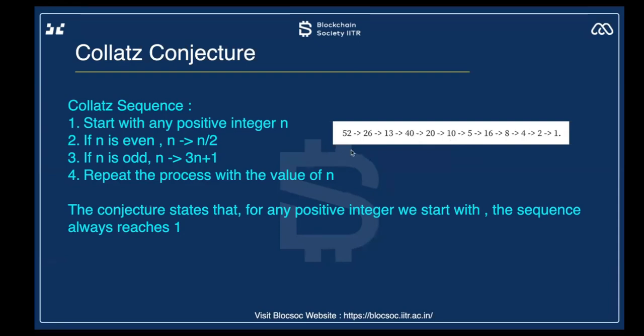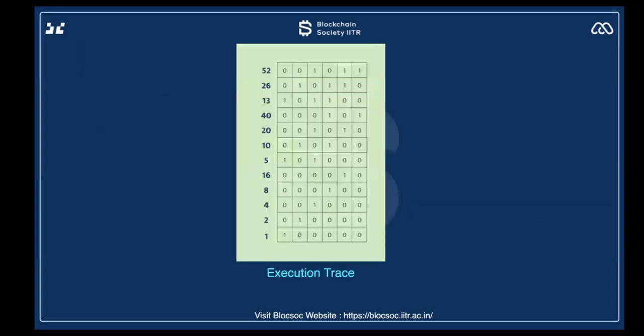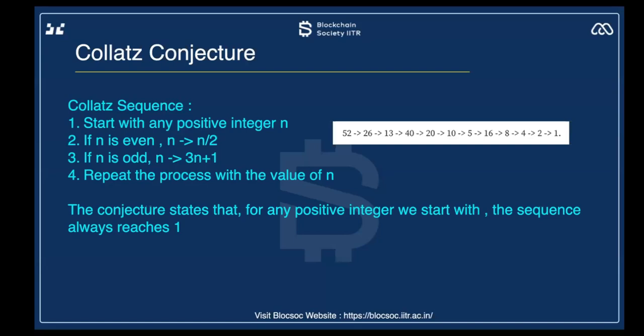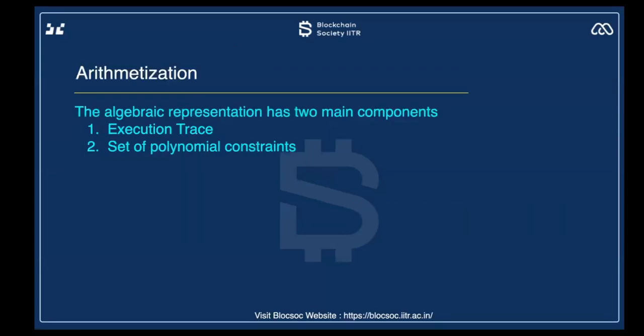So this is a Collatz sequence. So what does the Collatz conjecture say? It says that if you start with any positive integer n, and apply the operations mentioned here, then you will always end up with 1. This means that there would always exist an index i where the value would be equal to 1, and that is where our series would stop. So let's see how I can represent it in algebraic form.